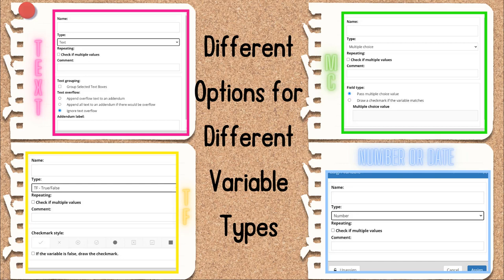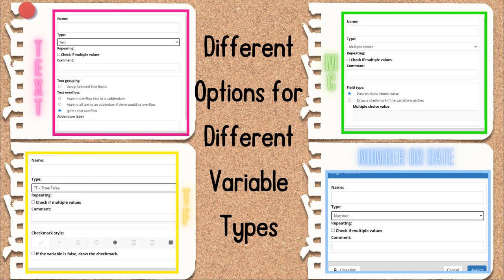No sets married TF to false. On your form, you have two checkboxes, one next to the word married and one next to the word unmarried. So both of those fields would contain the married TF variable. And for the one next to the unmarried option on the form, you'd check this if the variable is false, draw a checkmark option in that field's variable design editor.